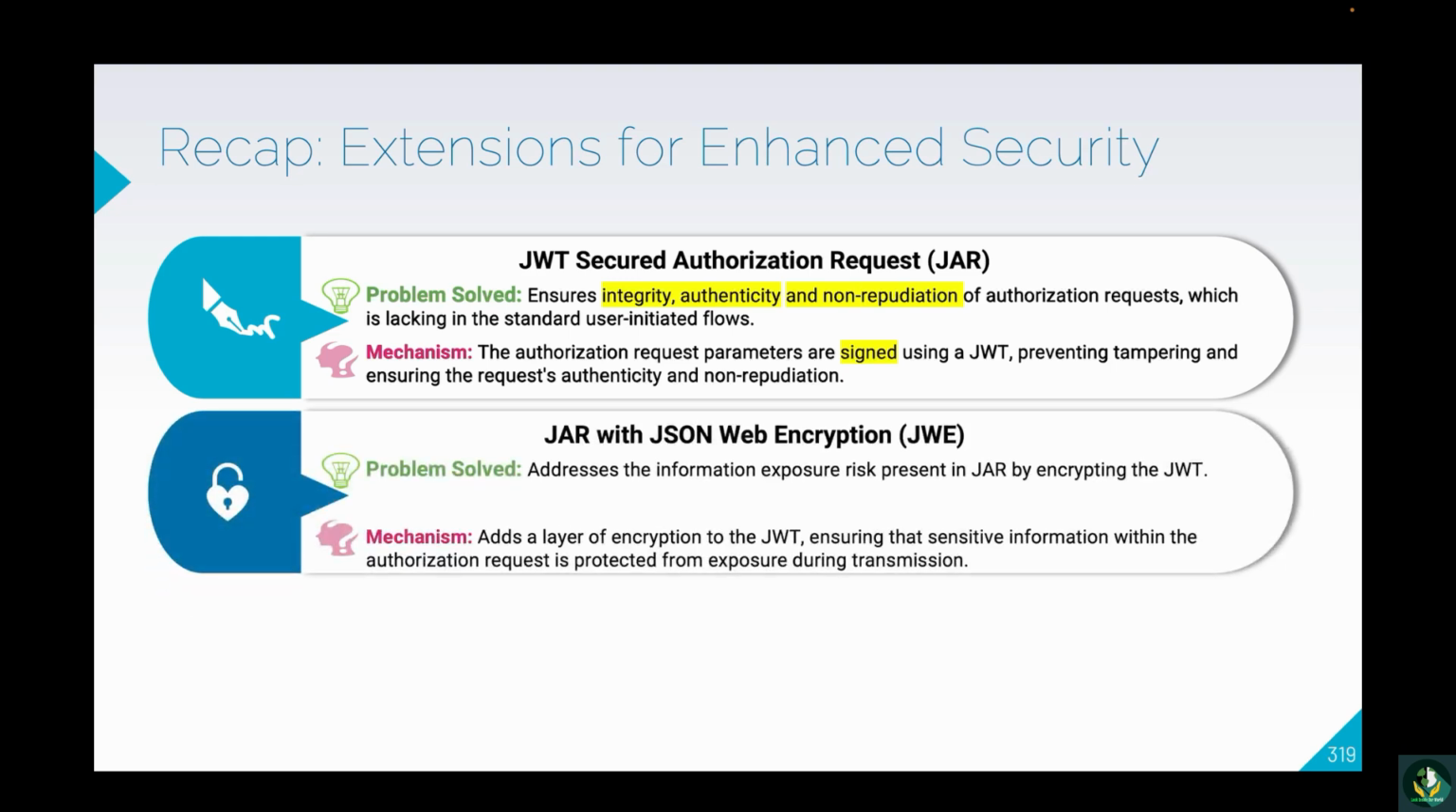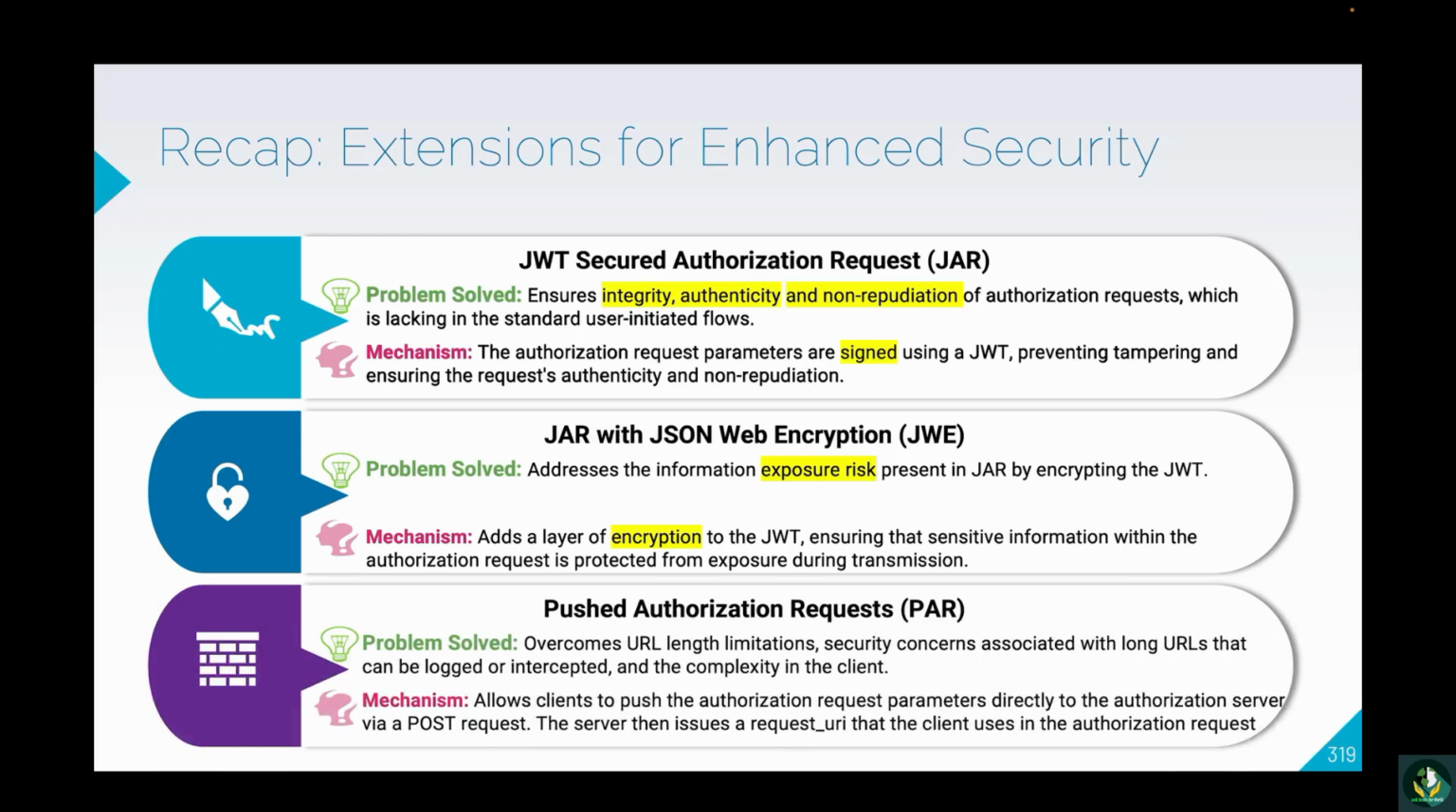Next, we discussed JAR with JSON Web Encryption, JWE. While JAR alone focuses on signing, JWE addresses the potential information exposure risk present in JAR by encrypting the JWT. This adds a layer of encryption, ensuring that sensitive information within the authorization request is protected from being exposed during transmission. Finally, we explored pushed authorization request, PAR.